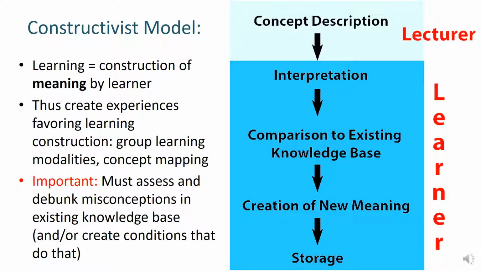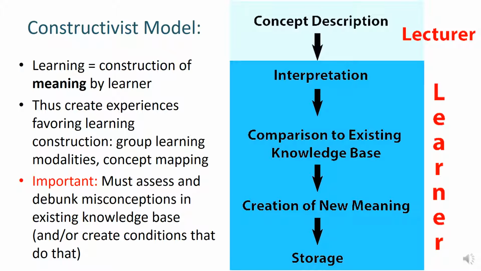That is, having group learning modalities, concept mapping, and other examples of teaching methods that promote the creation of new experiences for the student that require application of prior knowledge. So in the active learning model, the lecturer really provides only the description of concepts, and those then need to be interpreted by the brains of the learner, compared to the existing knowledge base that the learner already possesses, and then synthesize these two things and create new meaning and a new logical story that is then stored in the brain for further use later.